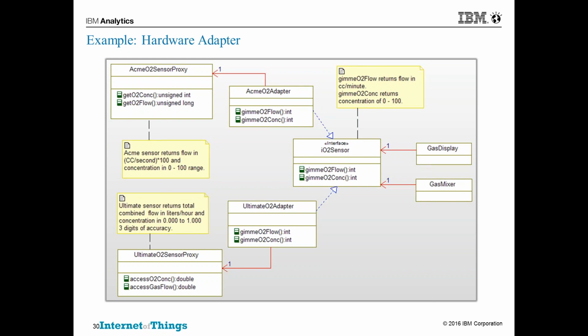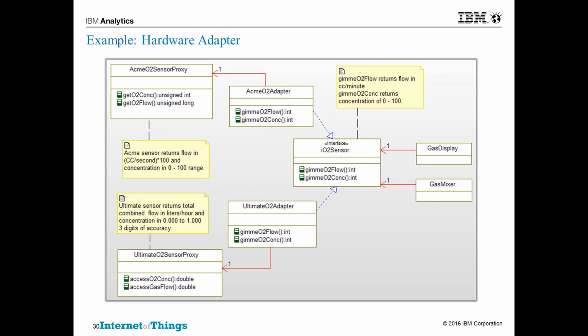So the Acme sensor returns flow in cc's per second times 100, so it's a scaled integer. And concentration is in a range of 0 to 100. While what the clients actually want is O2 flow in cc's per minute and concentration in 0 to 100. So there has to be some impedance matching to do there.